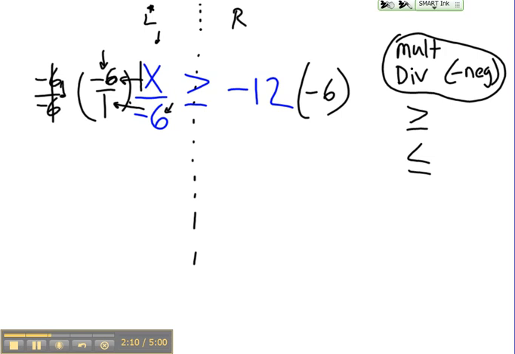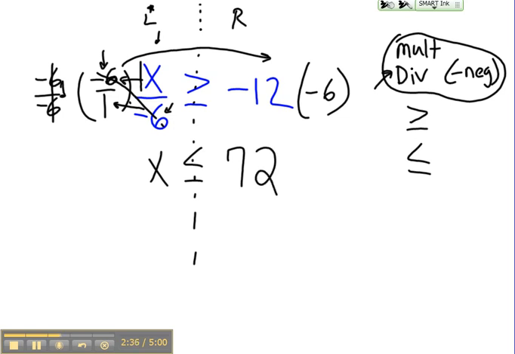Now, what I just did is one of these examples right here where I crossed over this line with a negative number. I multiplied, or if I divide, that means my symbol has to switch. So now I have x, because this all cancels out, and over here I have negative 12 times negative 6, which gives me a positive 72.